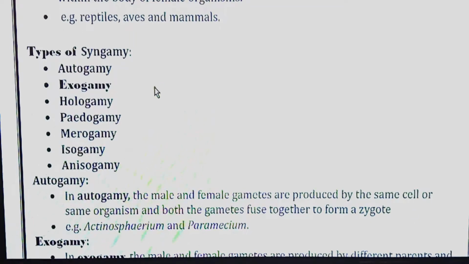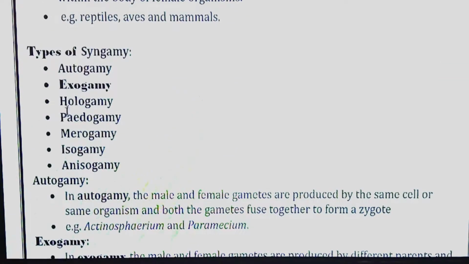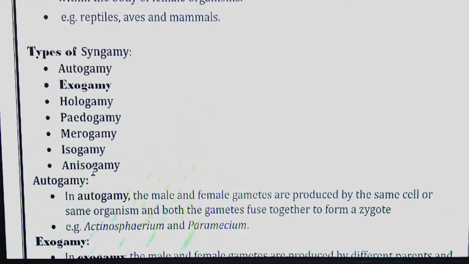What are the types of syngamy? Syngamy can be classified into the following types: autogamy, exogamy, hologamy, pedogamy, merogamy, isogamy and anisogamy. What is autogamy? Here the male and the female gametes are produced by the same individual, same cell. So the same organism will produce both the gametes and they fuse to form the zygote. This is seen in Actinosphaerium and Paramecium.